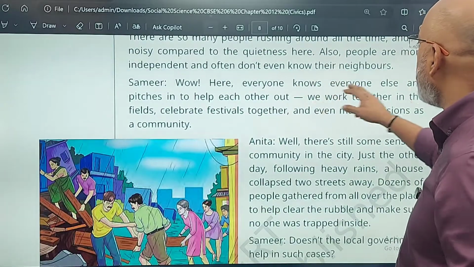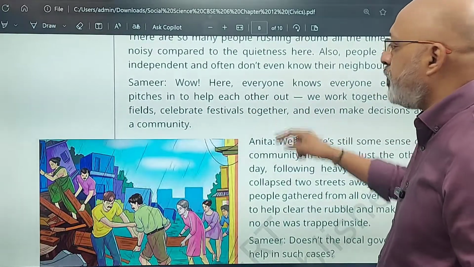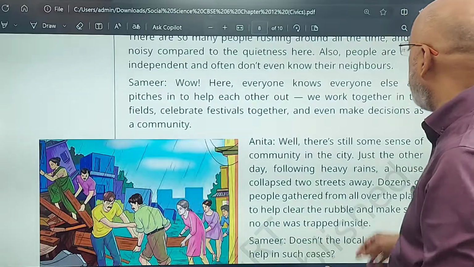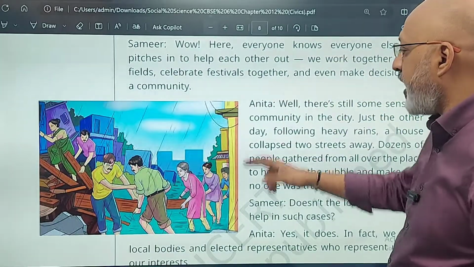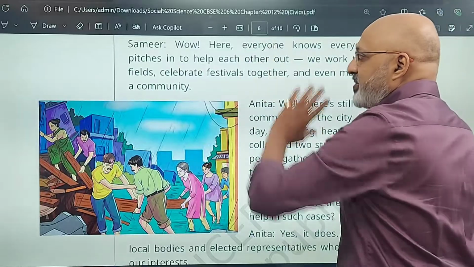So he says here everyone knows everyone else and pitches in to help each other out, and therefore they're more helpful in a village. We work together in the field, celebrate festivals together, and even make decisions as a community. So Samir says that about the village.